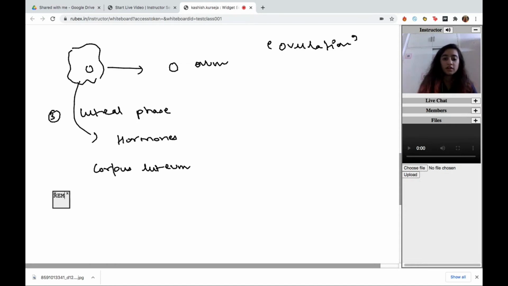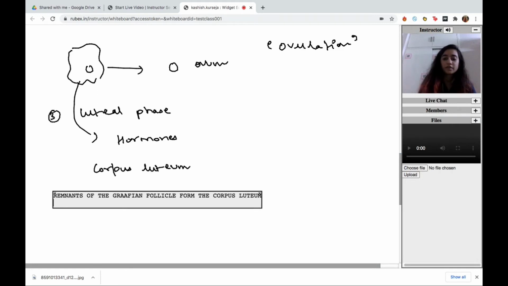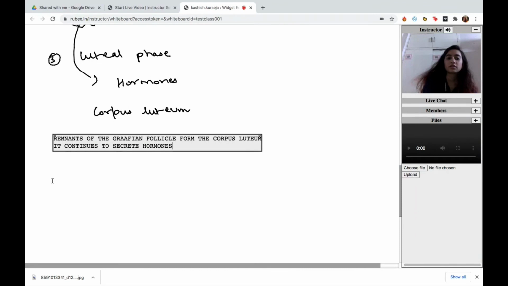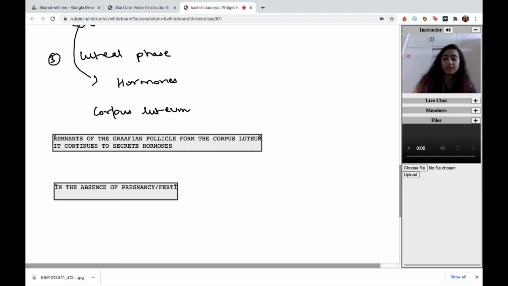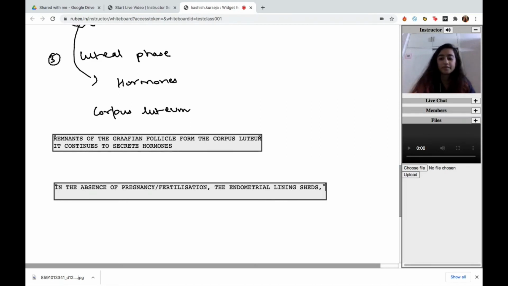So we can say that the remnants of the Graafian follicle form the corpus luteum. It continues to secrete hormones, right? Then after these phases are complete, if there is no fertilization, in the absence of pregnancy, the endometrial lining sheds. It will obviously start shedding, and a new cycle begins. So this is what happens.